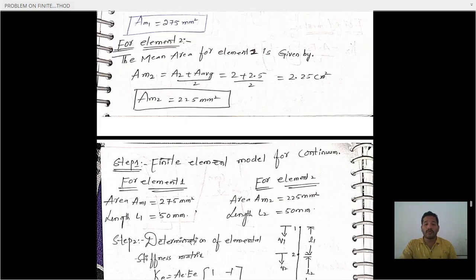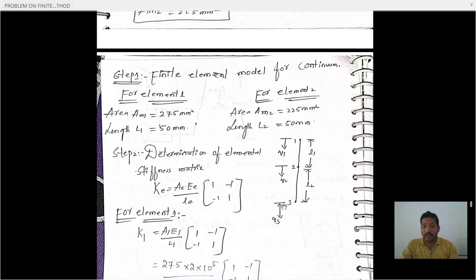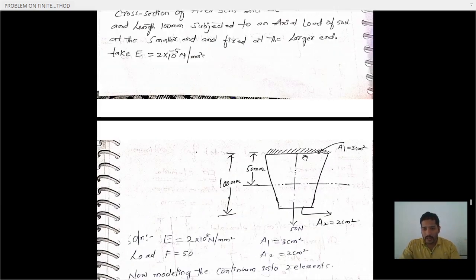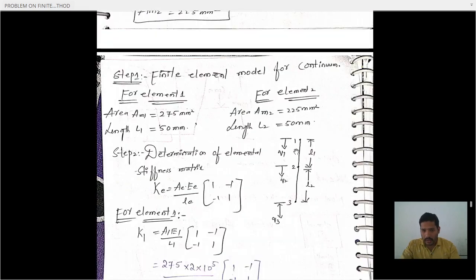Step number 1, we know very well: the finite element model. For a given continuum, we have to represent the whole body in this form. Let us see this body. This is the first node, second node, third node. Joining the first node to the second node forms element E1. Joining the second node to the third node forms element E2. Clear?